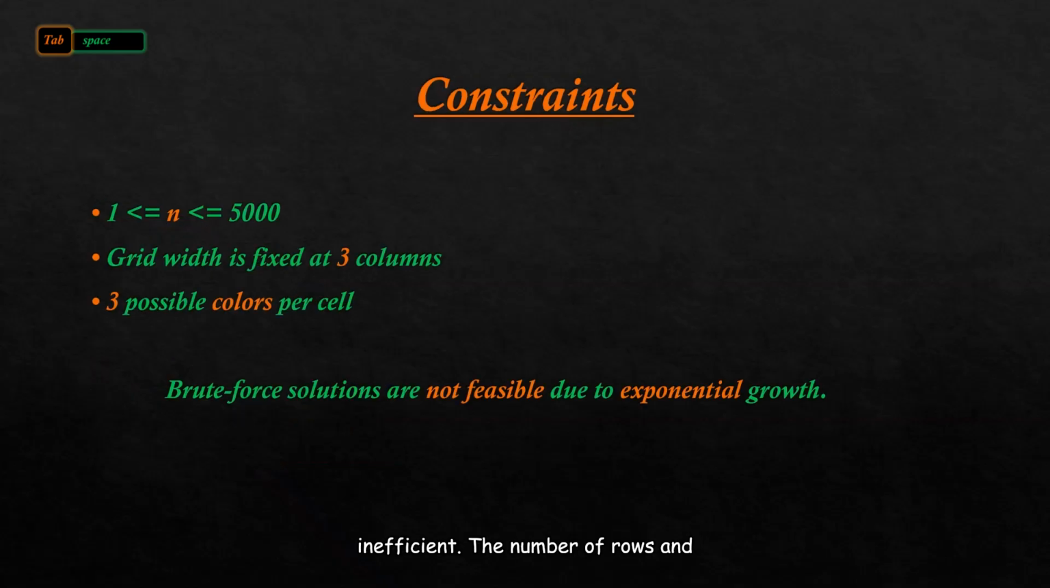The number of rows n can be as large as 5000, while the number of columns is fixed at 3. Each cell has 3 color choices, which means the total number of raw combinations grows exponentially. Because of these constraints, we must design an algorithm that is both time efficient and space efficient.